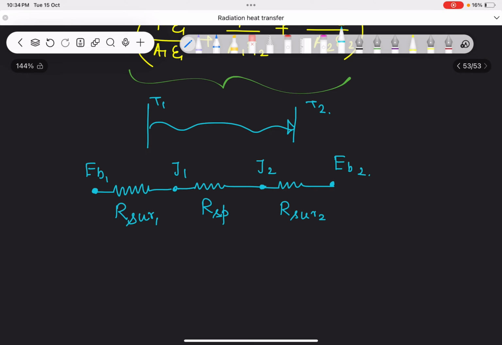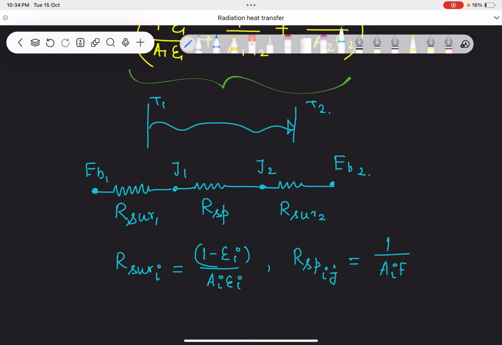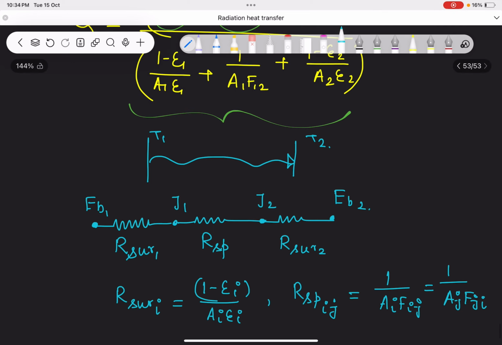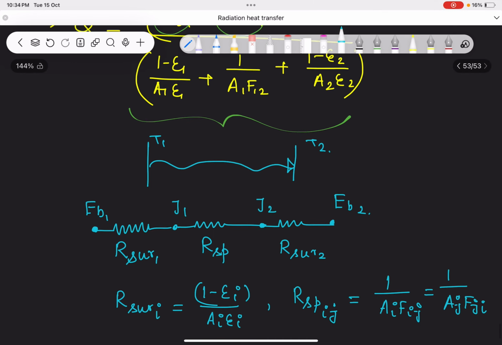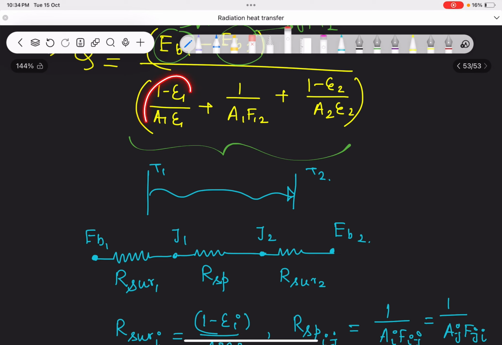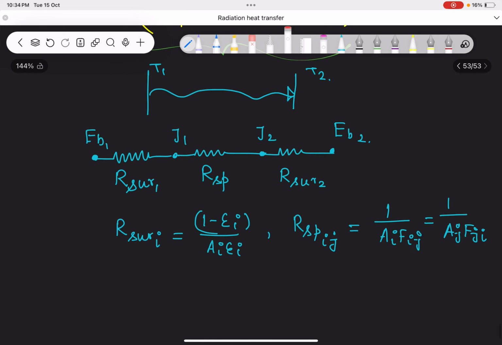Clear? Now you know that my R surface i is equal to (1 minus epsilon i) by (Ai epsilon i), and my R space ij is equal to 1 by (Ai Fij), or equal to 1 by (Aj Fji). Clear? So this is how you have to draw these things; this is called the surface resistance, and this is the space resistance. If you have black bodies, then this part will not be there and J1 will be equal to EB1 and J2 will be equal to EB2.